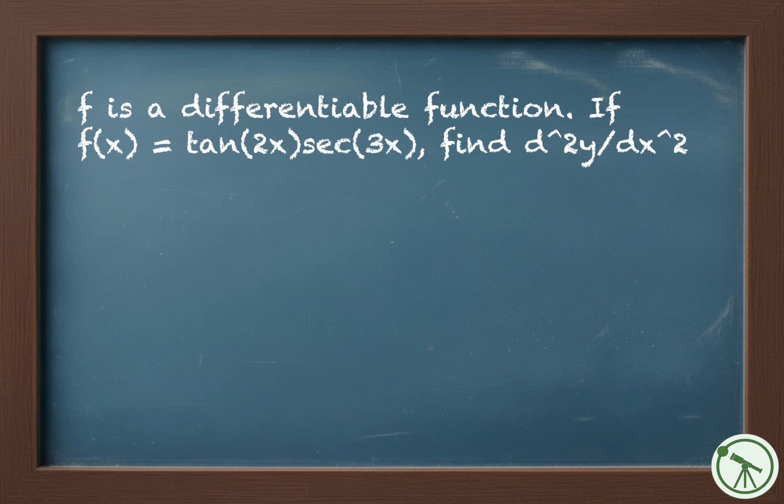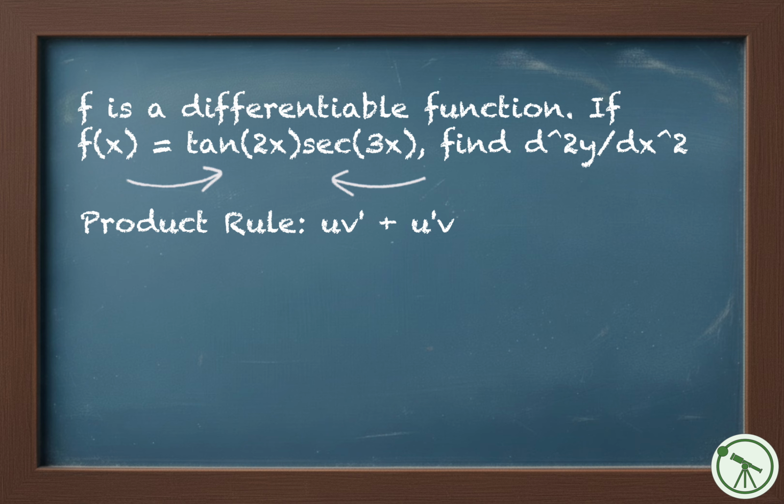Now that one was too easy. Let's try something a little more complicated. Let's say we have to find the second derivative of tangent of 2x times secant of 3x. Immediately, we know that we're going to have to use the product rule, because as we can see, tangent of 2x is being multiplied to secant of 3x.